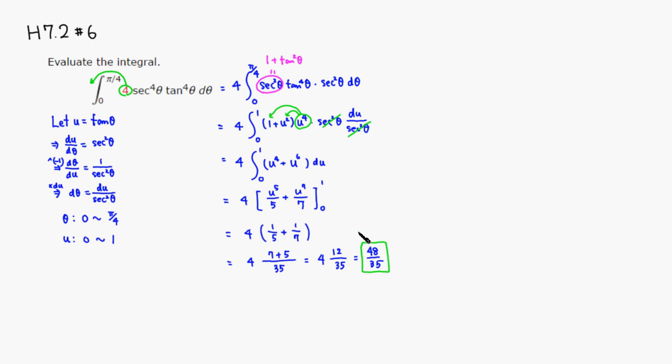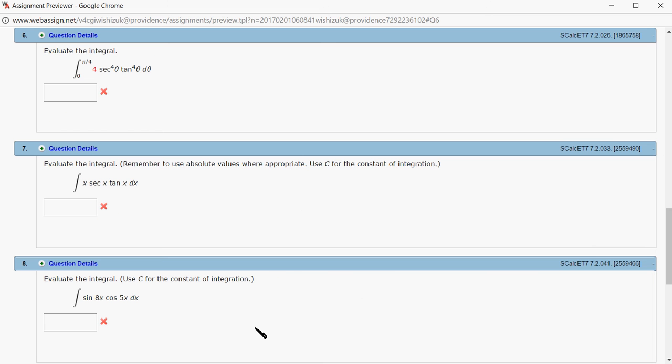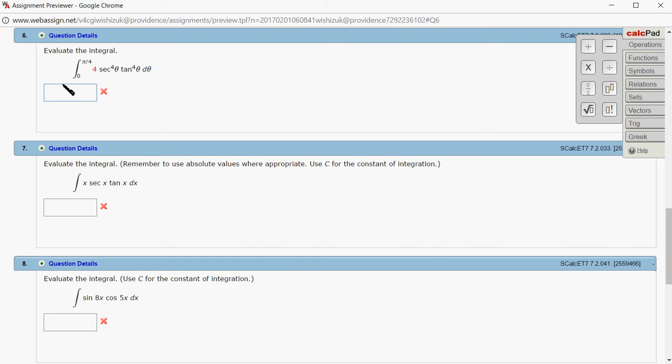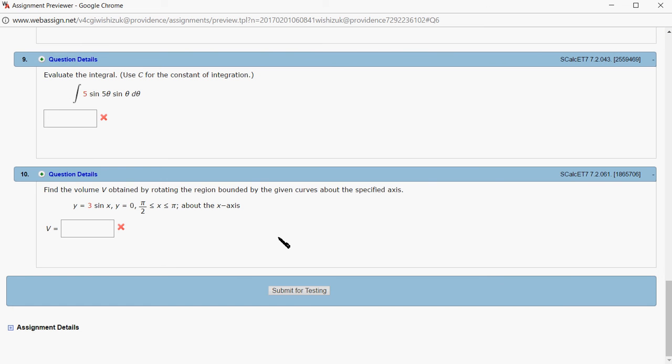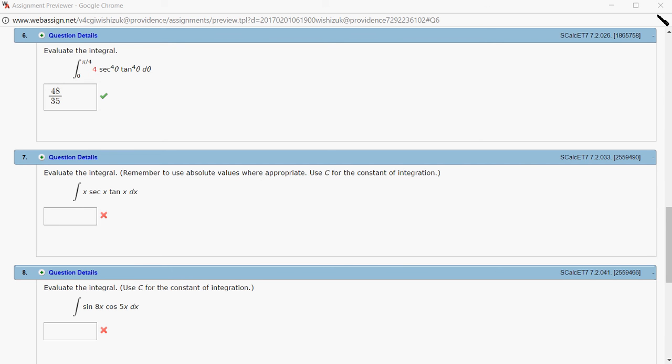Alright, so let's type it in. We got 48 over 35. Submit for testing. I came back and it looks like we got this one correct.